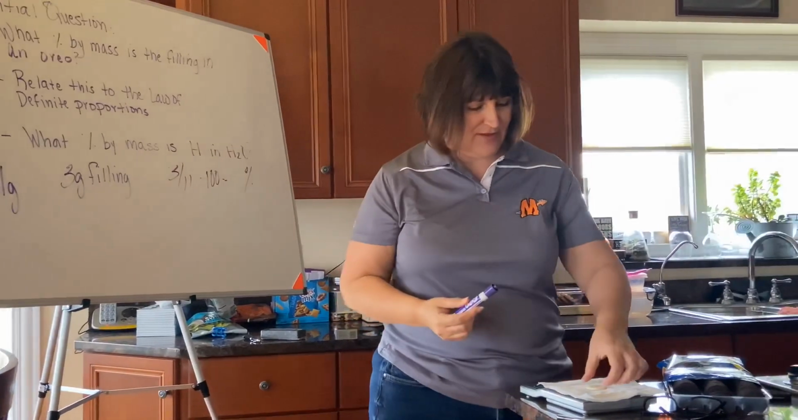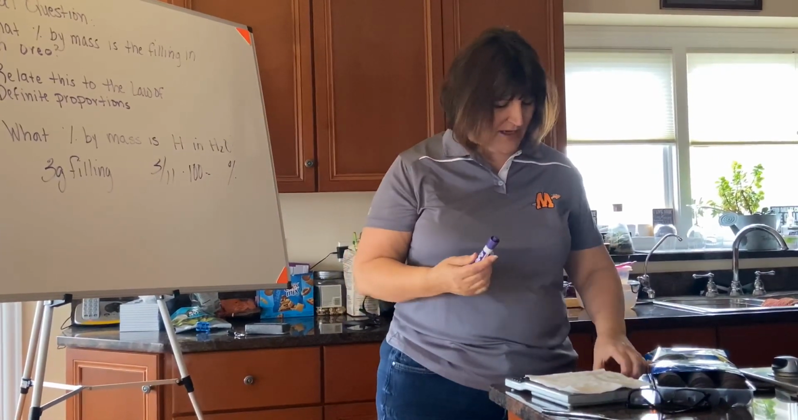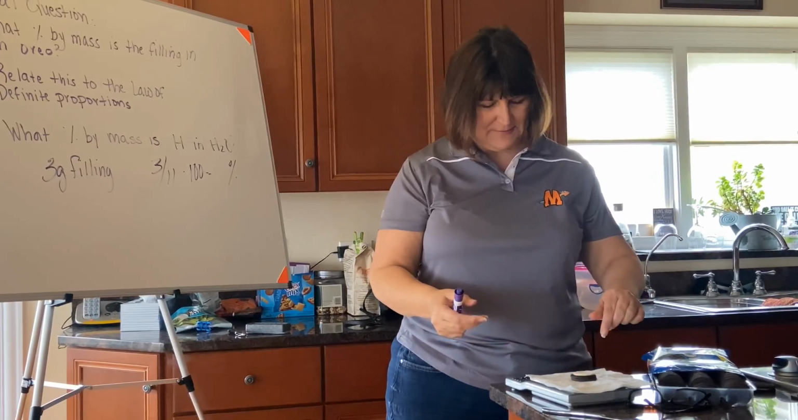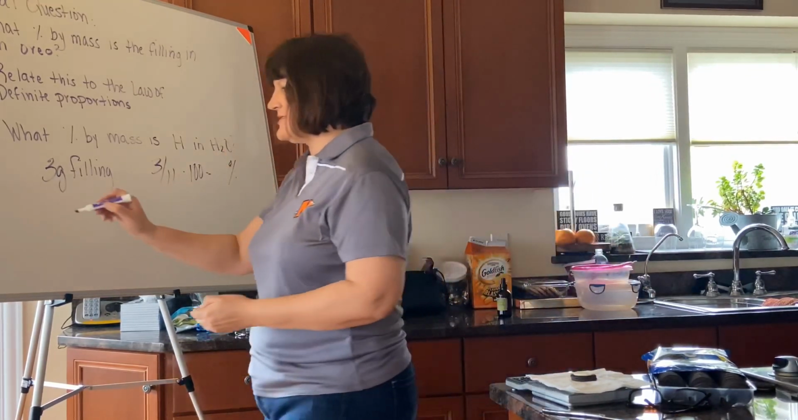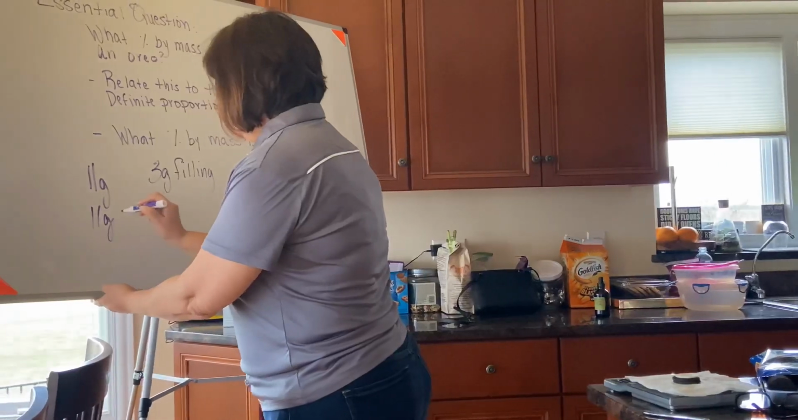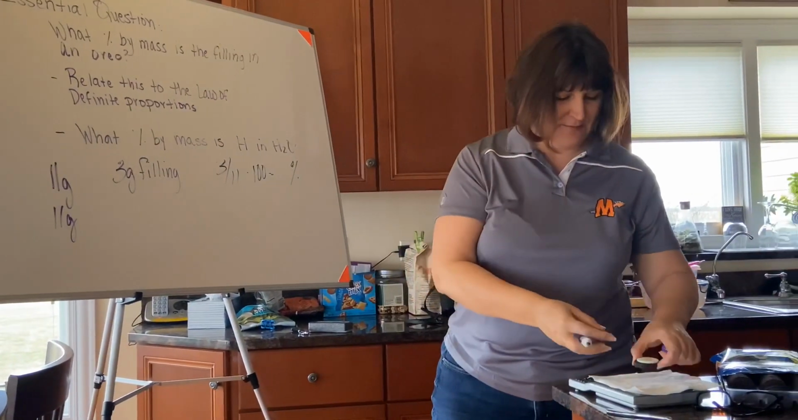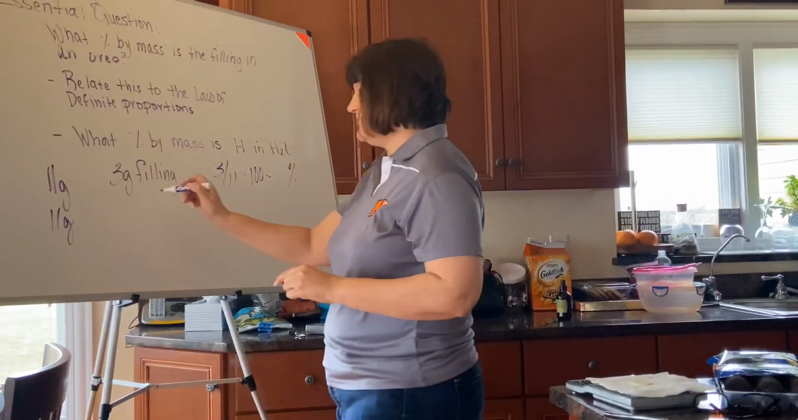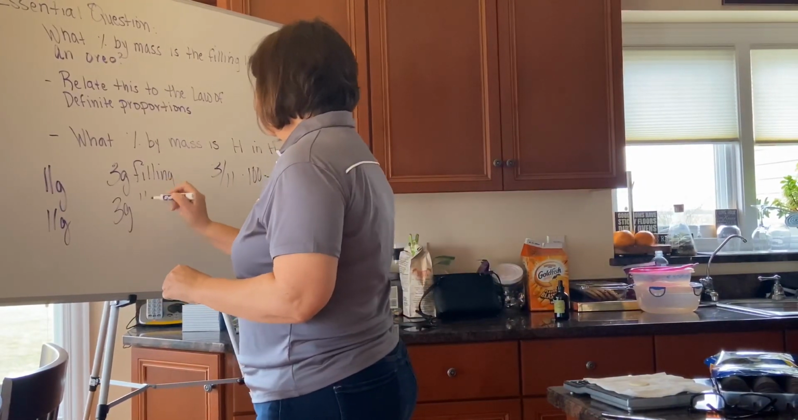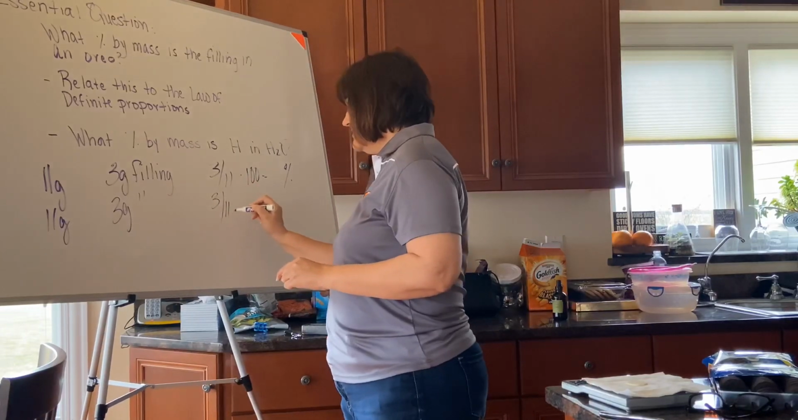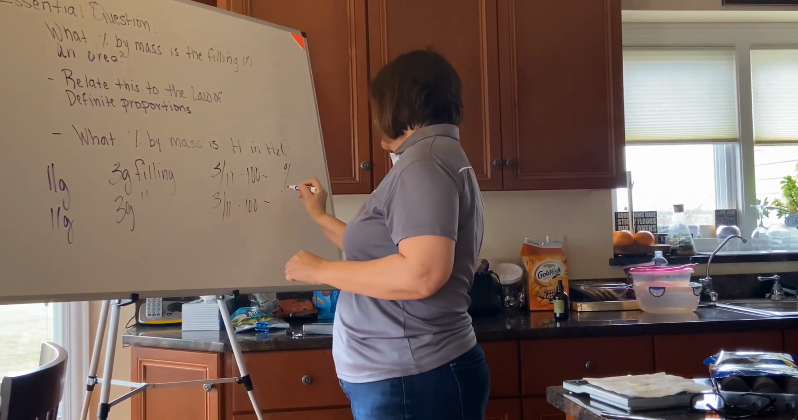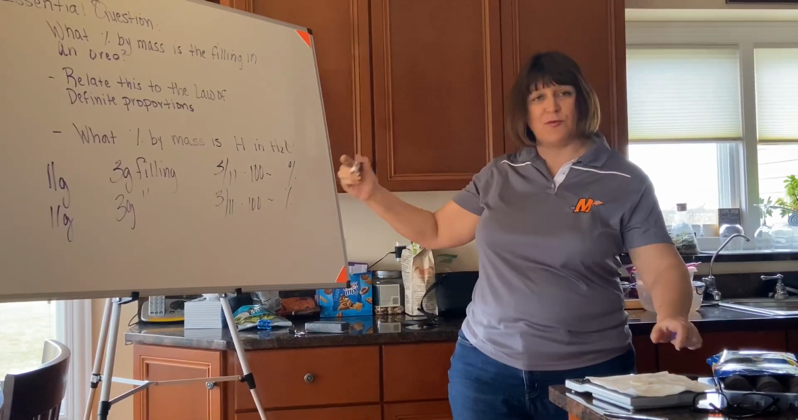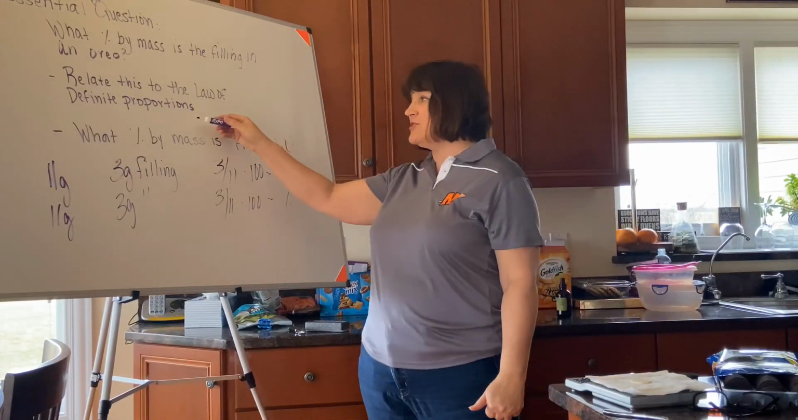Let's see if another cookie is the same thing. So we have here another Oreo cookie. We're going to mass it, 11 grams. We're going to mass the filling, 3 grams. This is a direct representation of what the law of definite proportion means.